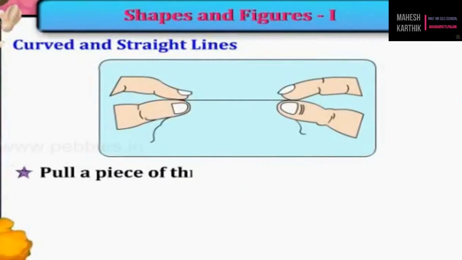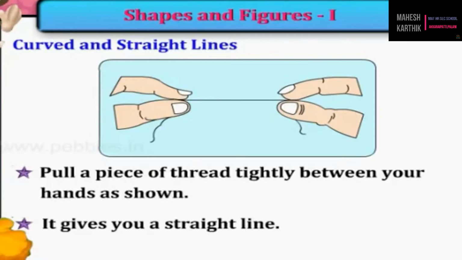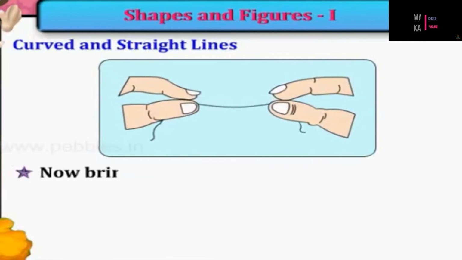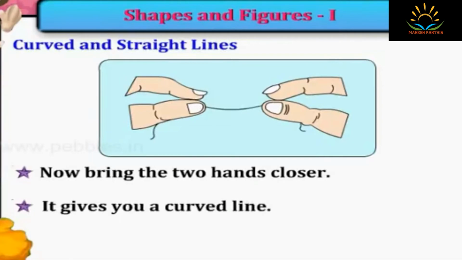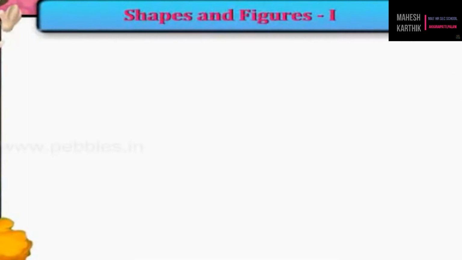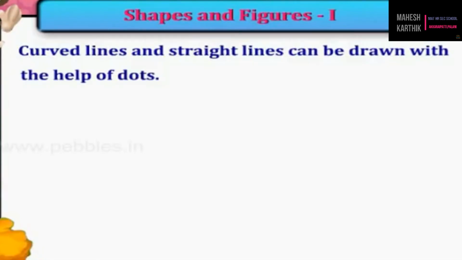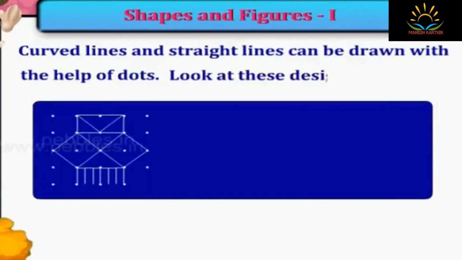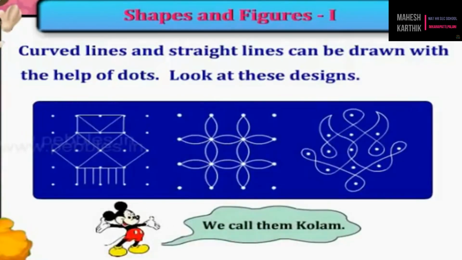Pull a piece of thread tightly between your hands as shown. It gives you a straight line. Now bring the two hands closer. It gives you a curved line. Curved lines and straight lines can be drawn with the help of dots. Look at these designs. We call them column.